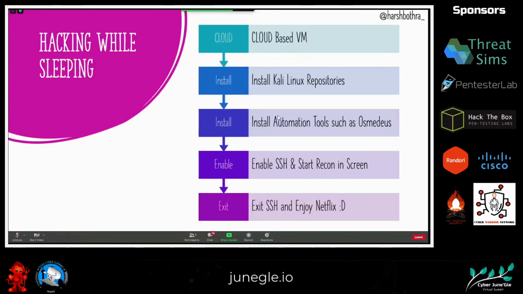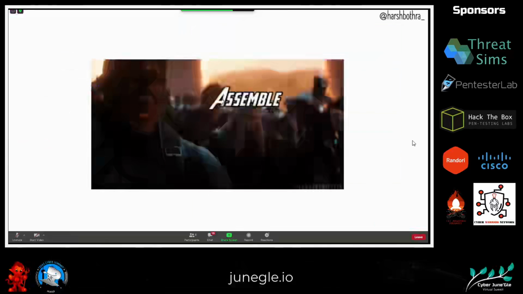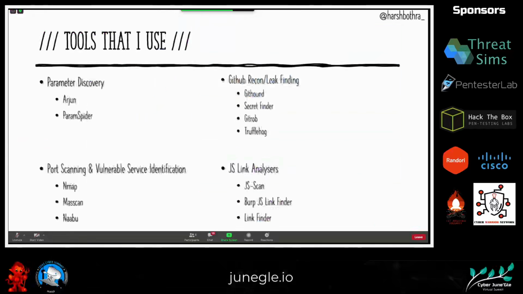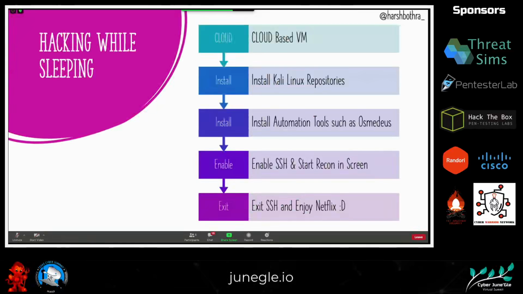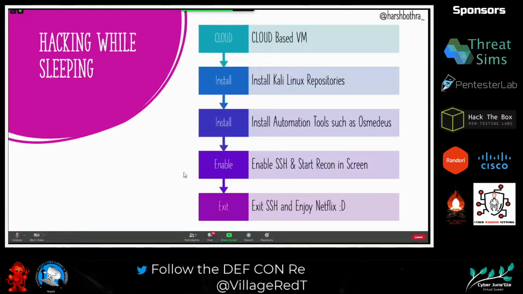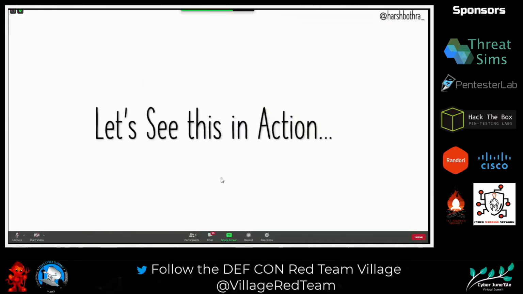Now, all you need to do is install all your automation tools such as Osmedeus and Nuclei and all the arsenal that we saw here previously. So just move all these tools to your cloud-based VM, enable SSH and start recon on the screen. This is something we are going to see right now. Then exit SSH and enjoy Netflix and your life. Okay, so let's see all these things in action.